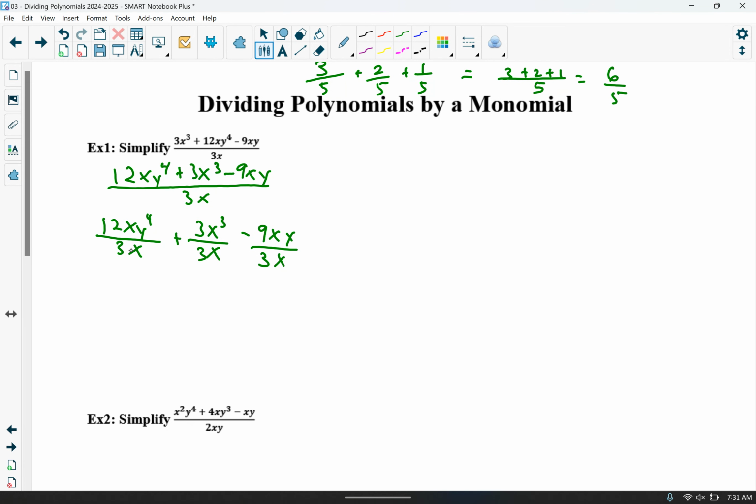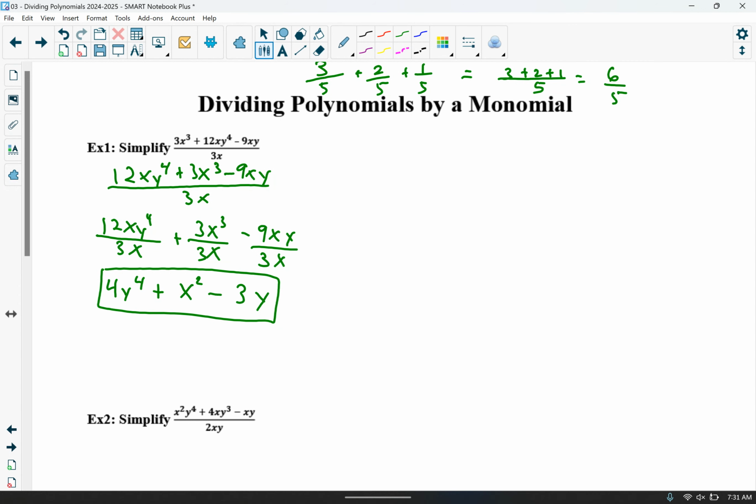So 12x y to the fourth over 3x, that should give us 4y to the fourth, 3x cubed over 3x, the 3's are going to cancel, x cubed over x would be x squared, and then negative 9xy over 3x should give us 3y. Okay. And we see our final answer, which is a polynomial, is in standard form, so it was nice that we reordered from the beginning.